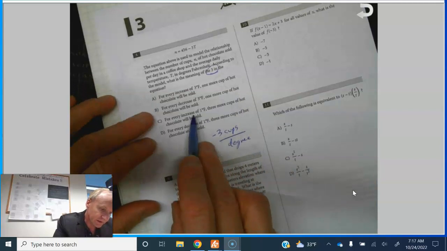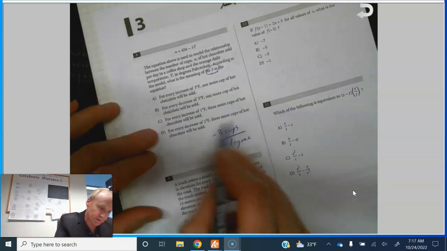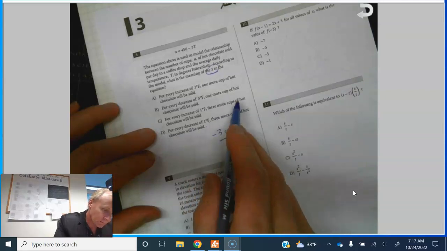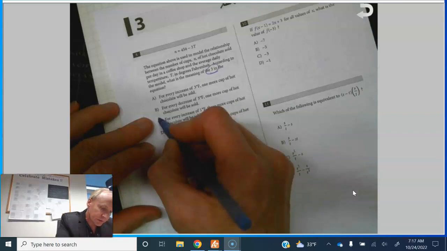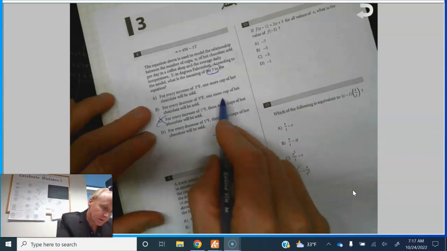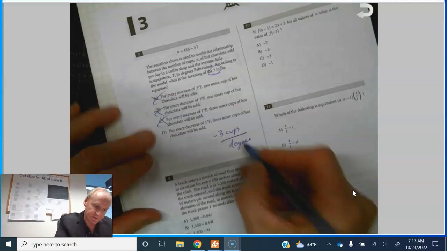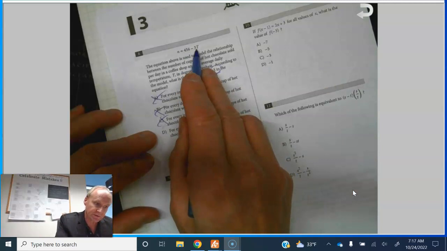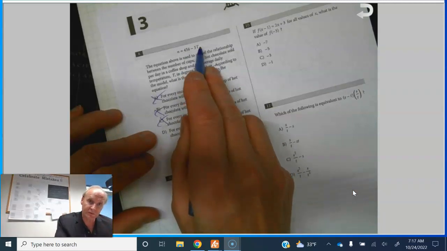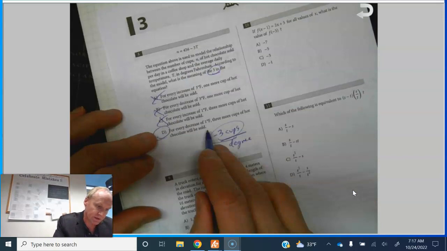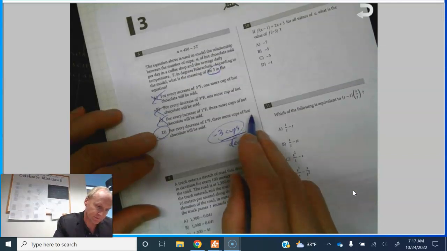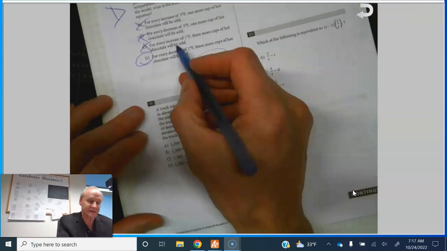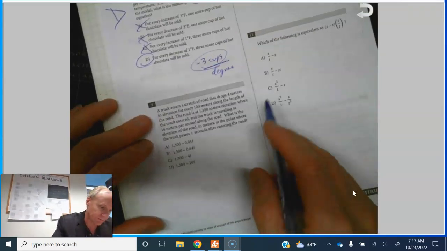For every decrease of 1 degree, 3 more cups of hot chocolate will be sold. Nope. Nope. Has nothing to do with 3 degrees. It has to do with the number of cups, because notice that N is the number of cups. So 3 is the number of cups per degree, and D, for every decrease of 1 degree, there will be 3 more cups of hot chocolate sold. That's D. They're kind of saying it in reverse, though, so it's a little bit confusing.